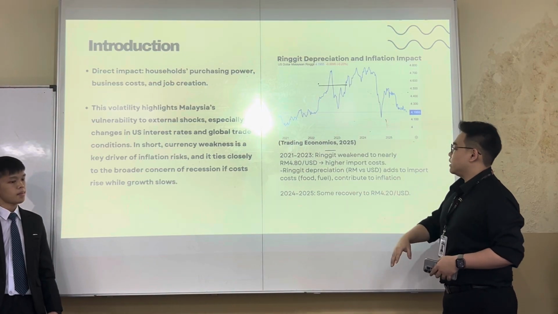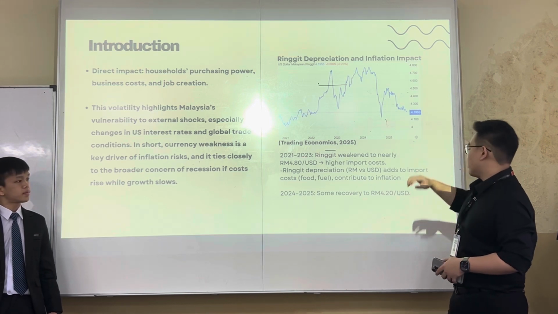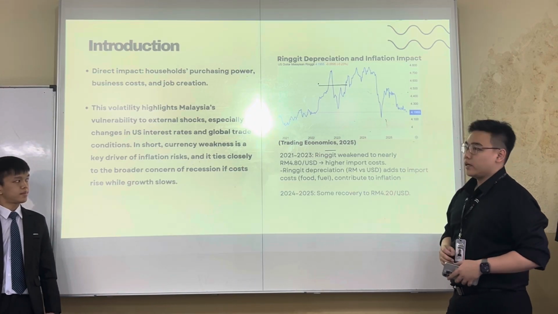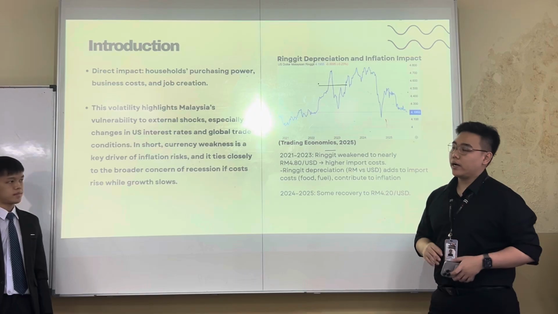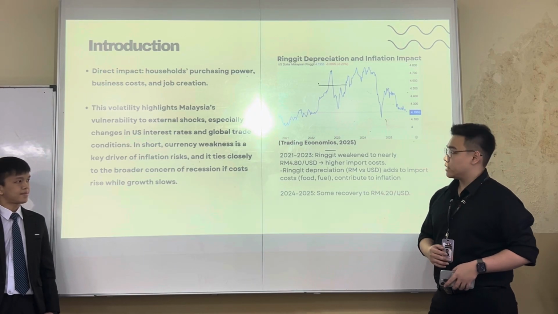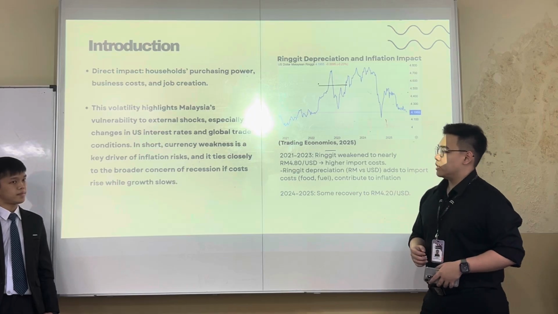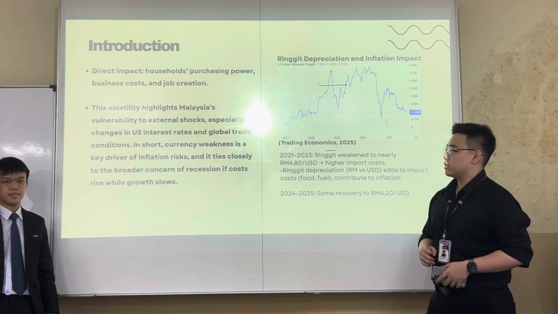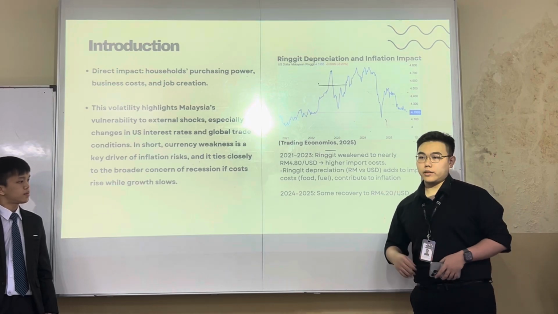But recently, in 2024 to 2025, there has been some recovery, from 8 ringgit 50 cents to almost 8 ringgit 20 cents per US dollar. So this volatility highlights Malaysia's vulnerability towards external shocks, especially changes in US interest rates and global trade conditions. In short, currency weakness is the key driver of inflation risk, and it ties closely to the broader concern of recession if costs rise or growth is slow. Now I pass to my colleagues.